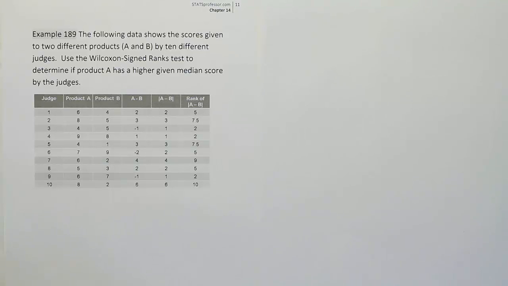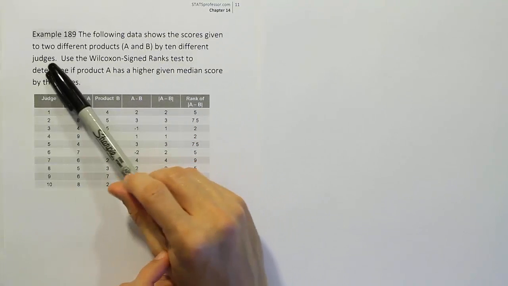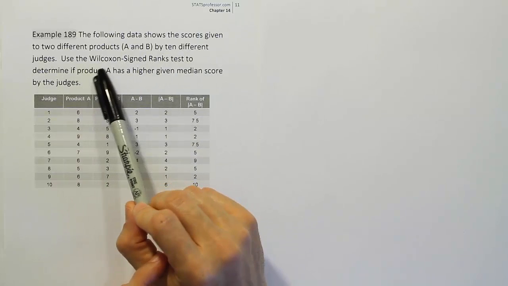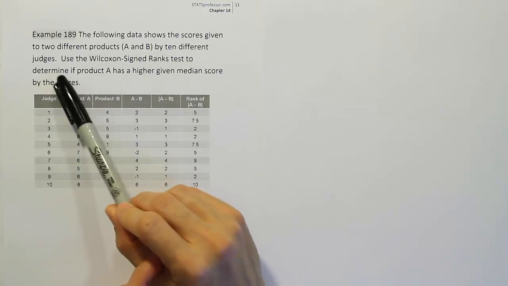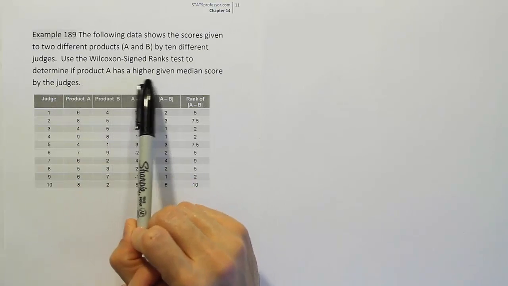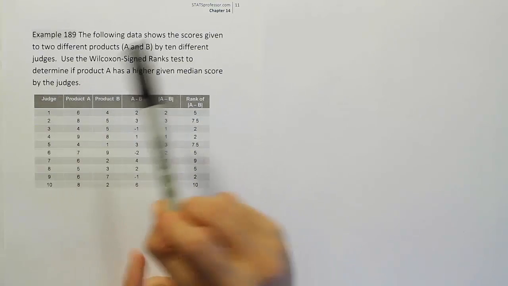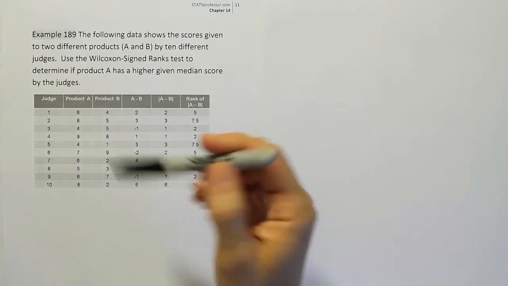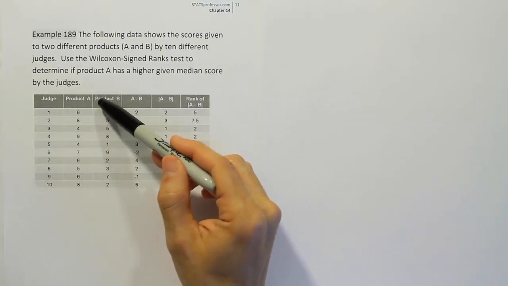Example 189. The following data shows the scores given to two different products, A and B, by 10 different judges. Use the Wilcoxon signed ranks test to determine if product A has a higher given median score by the judges. Okay, so this is a dependent scenario, and the reason why it's dependent is because essentially you have the same judge ranking each product.